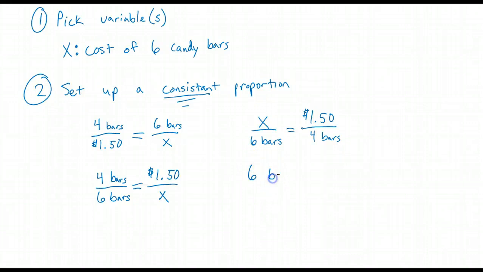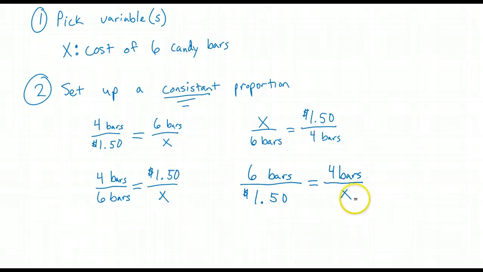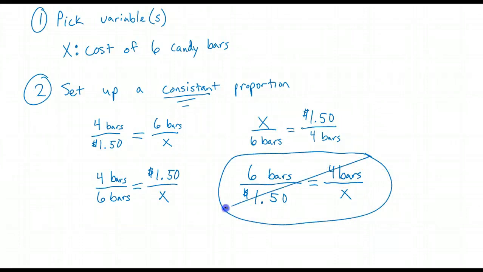What I want to try to avoid is a proportion that looks like this. 6 bars to $1.50 equals 4 bars to X. Bars and bars are both on the top, cost and cost are both on the bottom, but 6 bars doesn't match up with $1.50 and 4 bars doesn't match up with X. So a proportion like this is inconsistent.